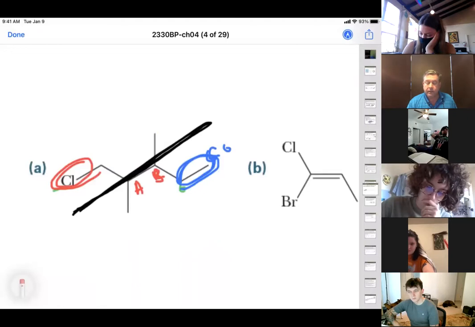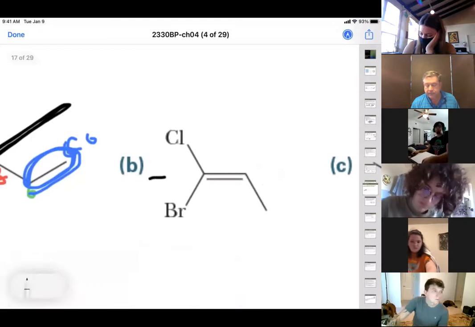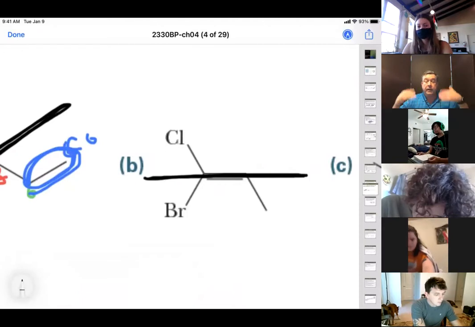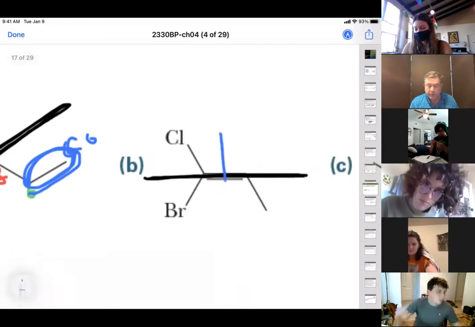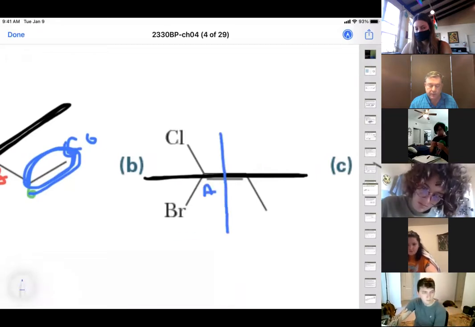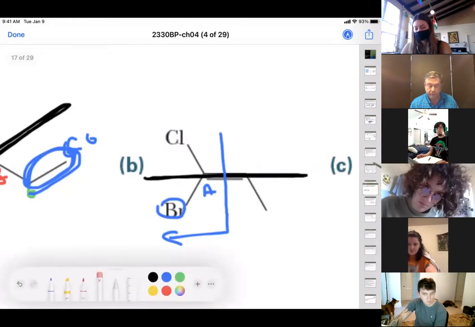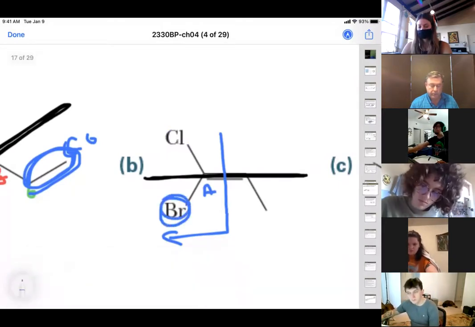Okay, let's do another one. We want to make sure we get this down. So again, we're going to draw this axis right here, and we're going to look for the highest priority groups on either side. Now we're going to assign priority to the A carbon first. So we're going to look just at this side. We have chlorine and we have bromine. Bromine has the higher atomic number. I don't know its exact atomic number, I think it's maybe 35. So on the blue side, this is our highest priority group.